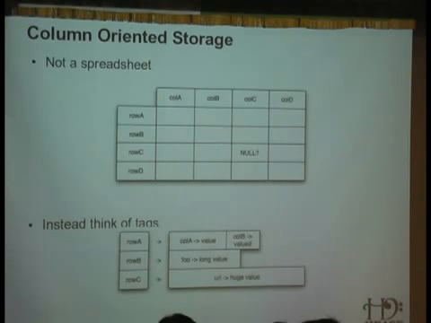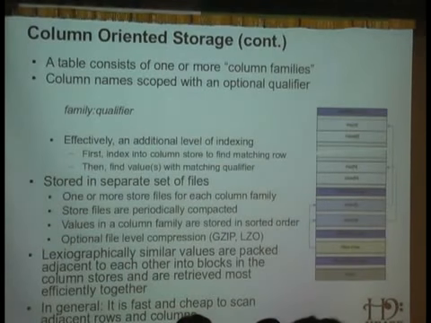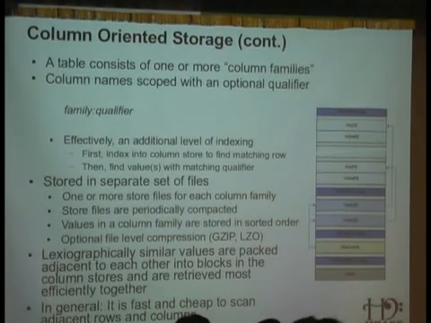So HBase is column-oriented storage. It's a little bit like a spreadsheet, but you should think about it instead in terms of tags. Rows are index pointers to a series of tags. So within the row, you have a number of keys and values. Any number of keys and values, perhaps millions. So a table consists of one or more column families. Column families are scoped with the optional qualifier, which forms an additional level of indexing.